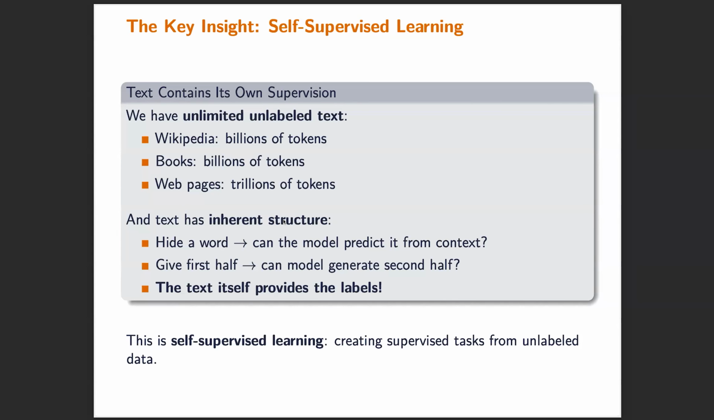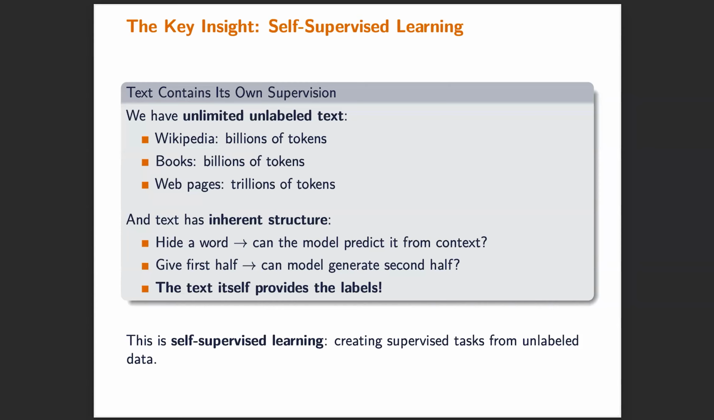For example, we have the Wikipedia dataset with billions of tokens, different book datasets, again with billions of tokens. We have web pages that we can design crawlers and scrapers to collect data from. And within text, we have an inherent structure. For example, we can hide a word and the model can predict that. We can hide half of the sentence and the model can generate the other half. Basically, what I'm trying to say is text itself provides labels if we look differently.